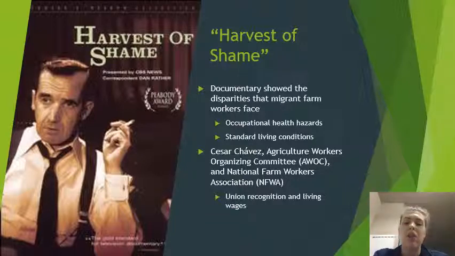During this time, we also had a lot of work done by Cesar Chavez and a couple of organizations, the Agricultural Workers Organizing Committee and the National Farm Workers Association. And what these groups did, towards the end, they achieved union recognition and actually increased the living wage of the agricultural farm worker. Unfortunately, a large portion of agricultural farm workers still live under the poverty line today, but their wages did improve from the actions of these organizations.